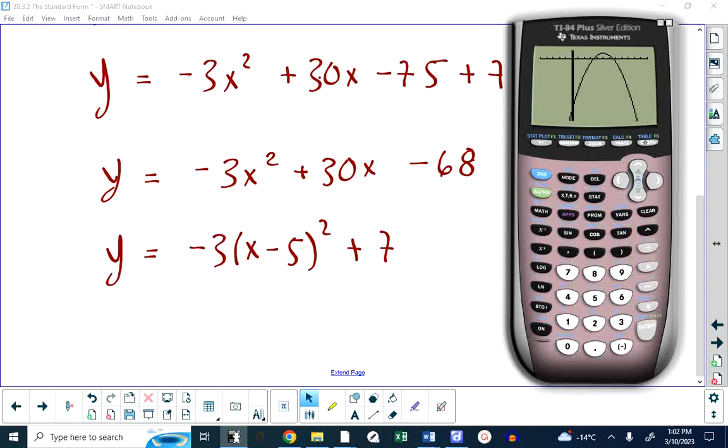You can see the graph, right? Okay. And that's what I get when I enter in negative 3 times (x minus 5) quantity squared plus 7. What if I put negative 3x squared plus 30x minus 68? Now, of course, if I graph this and it's identical, you can't tell that it's graphing it, right?